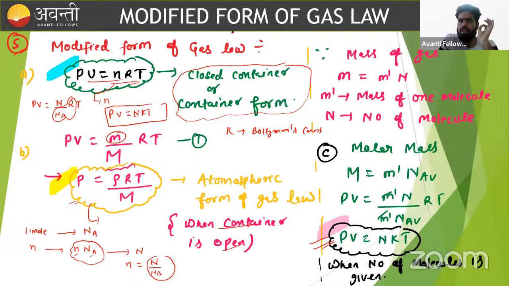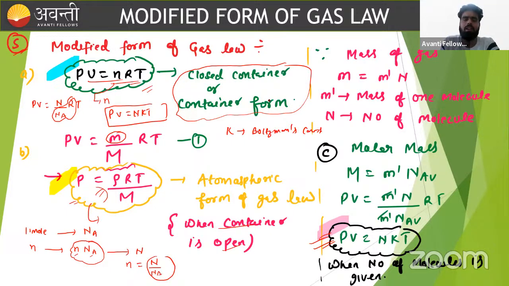Okay, let's move to the next section. There are three forms of the ideal gas equation. PV equal to nRT is used for a closed container and when the number of moles is given. PV equal to rho RT upon molecular weight is used when the density of gas is given. When we move upward in the atmosphere from sea level, air is also treated like an ideal gas, so we can use this formula for atmospheric conditions as we move upward. I hope this is clear.